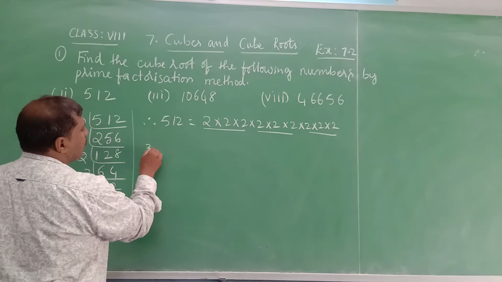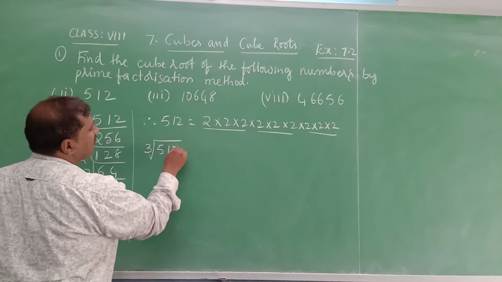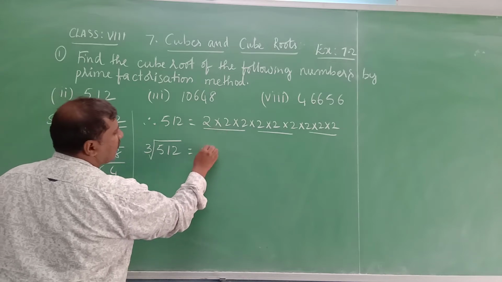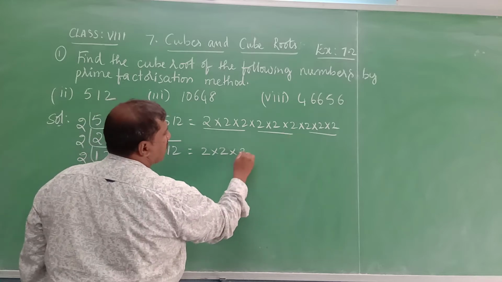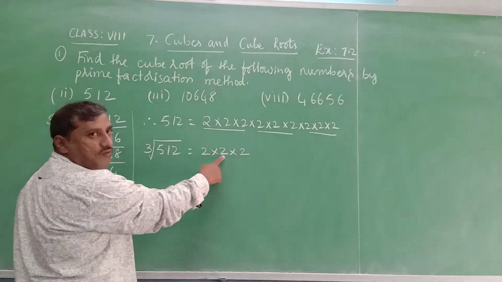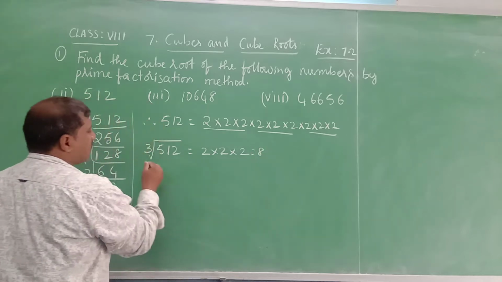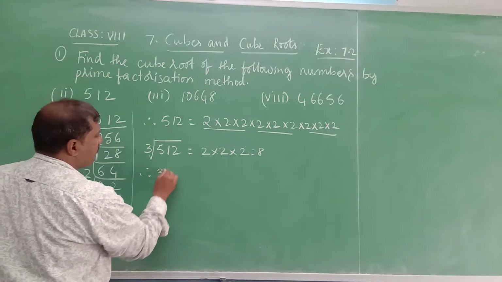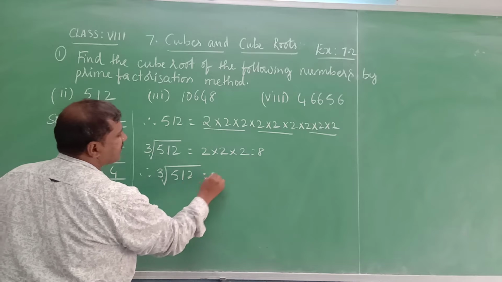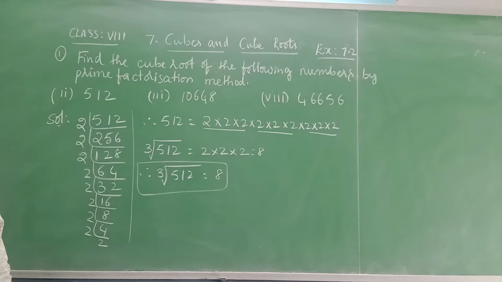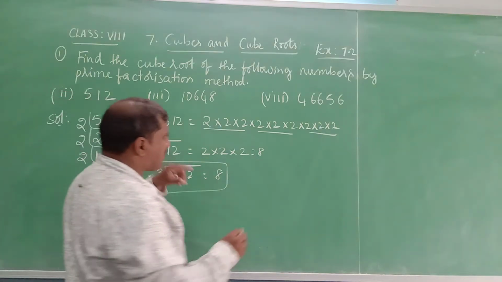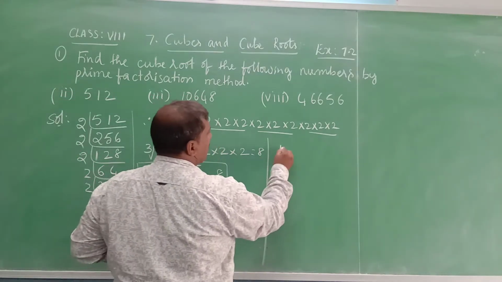Now that is, cube root of 512 is equal to, from this triplet 1 2, and from this triplet 1 2, and from this triplet 1 2. That is 2 into 2, 4. 4 into 2, it is 8. So now therefore cube root of 512 is equal to 8, or 8 cube is equal to 512. Like this we will find the cube root of 512. Now let us try for the next question, third question. Yes, here we have the third question.